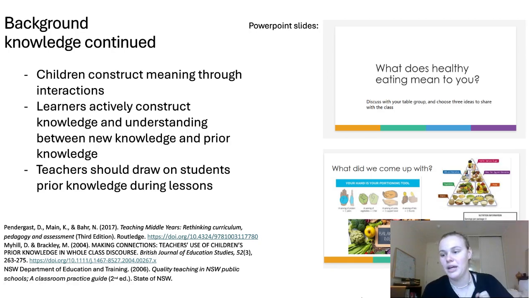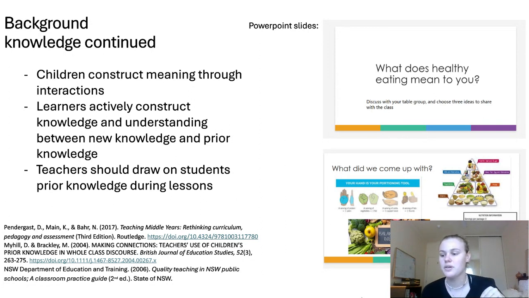In Mill and Brackley's text, they highlight how both Bruner and Vygotsky propose that a way a child constructs meaning is through their interactions, whether that be with other people in different contexts or different experiences. They also discuss how learners actively construct knowledge and understanding through interactions between new knowledge and prior knowledge. They recognise that a teacher's primary responsibility is to ensure connections are made between what is already known and what is new content, and that what a student knows may impact how the student responds to new information.